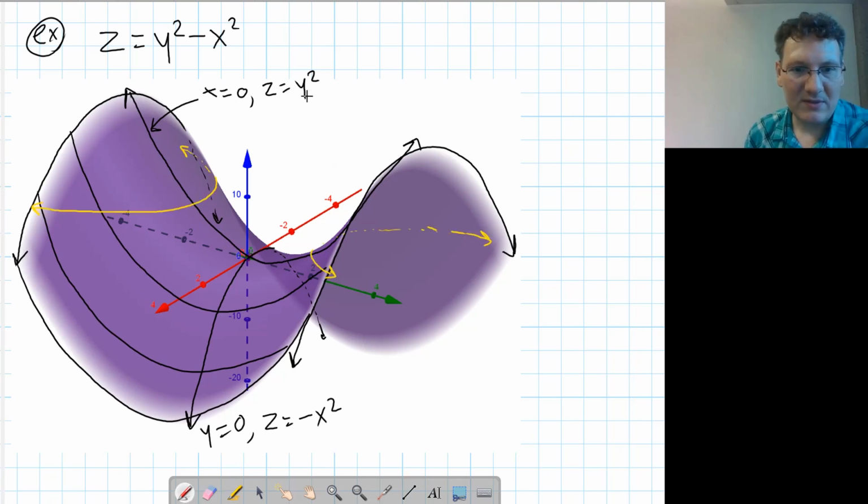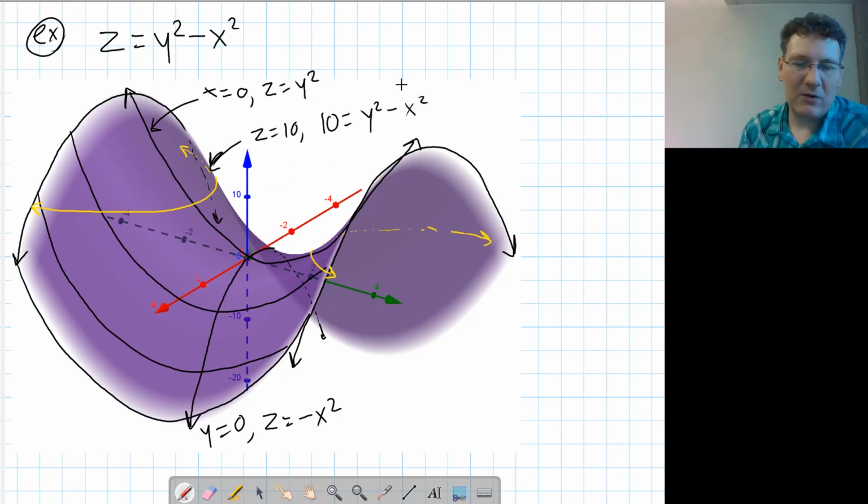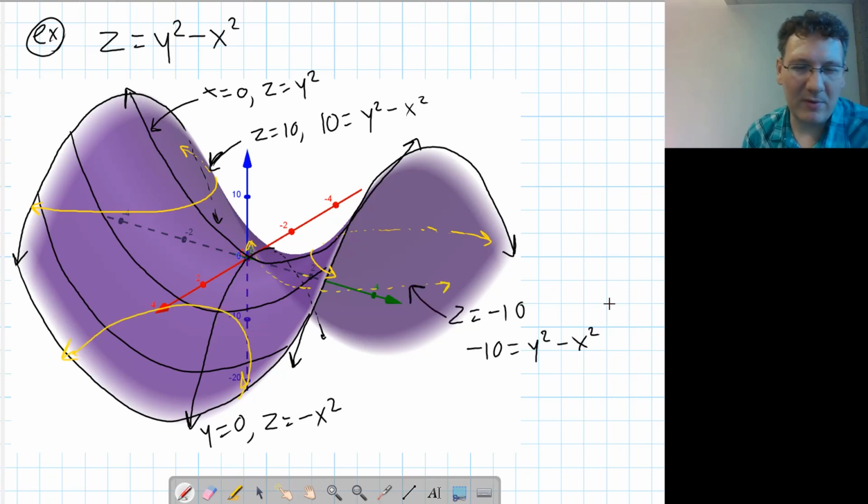When we set z equal to, say, approximately 10, if z equals 10, you're going to get a hyperbola on this plane that's opening out in the y direction. But if z was some negative number, say negative 10, you're going to get hyperbolas that are opening out along the x-axis. You can see that. Now, I know it's getting a little messy with all of these lines, but hopefully you can picture it.